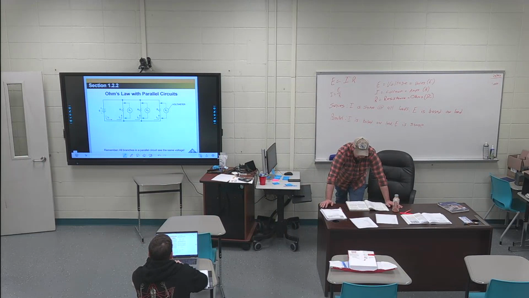Applying Ohm's law to parallel circuits. I have the first two sentences highlighted. A parallel circuit is a circuit in which two or more components branch off the same voltage source. These branches are like their own individual series circuits, but they are all connected to the same voltage source.